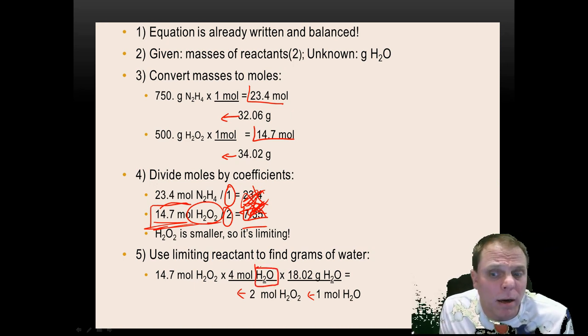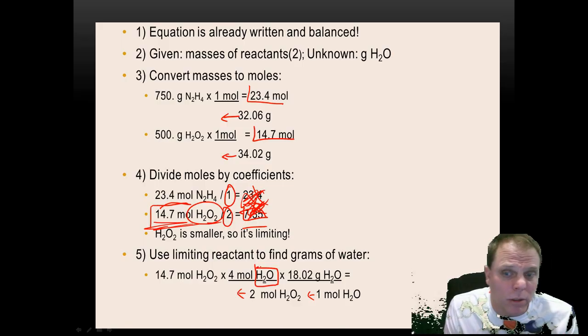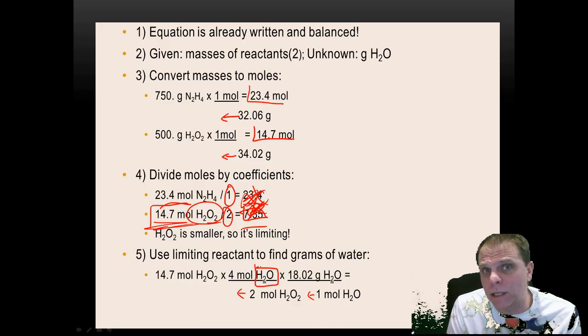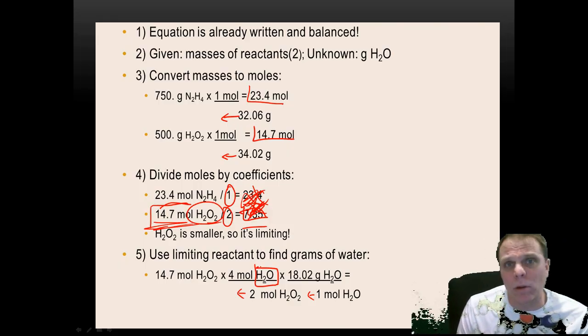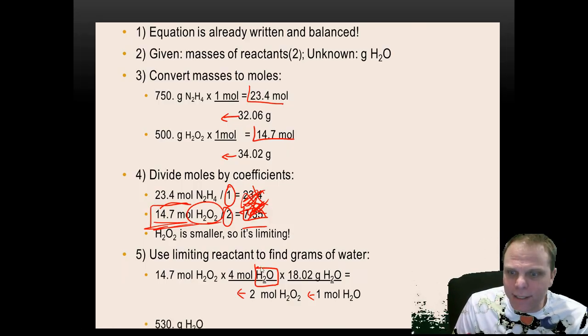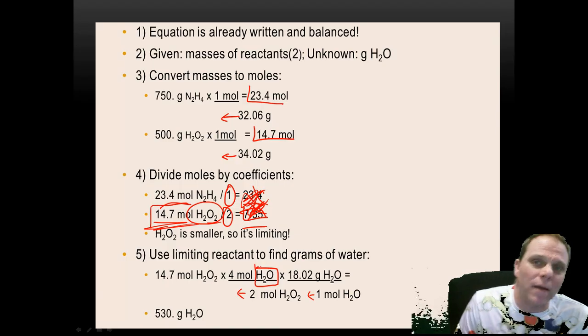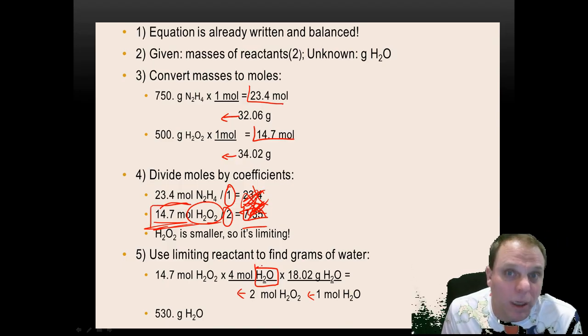I'm going to water. And so I've got to go to moles of water first with my balanced chemical equation coefficients. And then I've got to go to my periodic table, get my gram molar mass. And then I'm going to get my answer. My answer in this case is 530 grams of H2O.